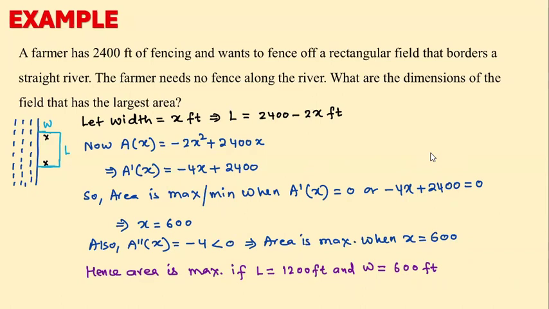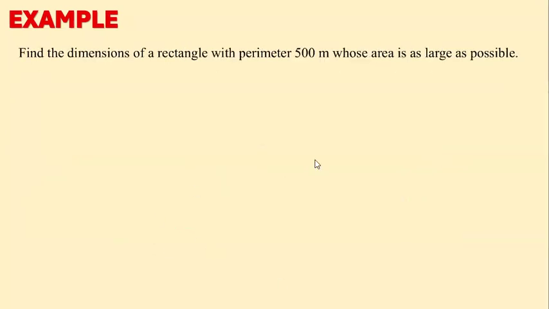Okay, let's move on to the next problem. Here is our next problem. Find the dimensions of a rectangle with perimeter 500 meters, whose area is largest possible. So this is quite similar to the previous problem. So we can draw our rectangle.